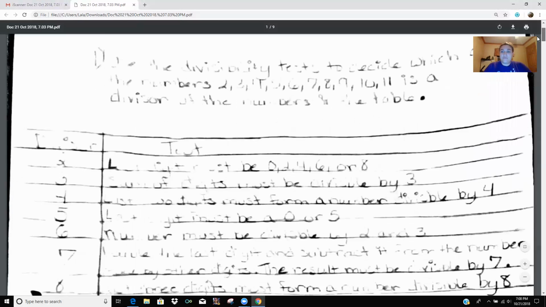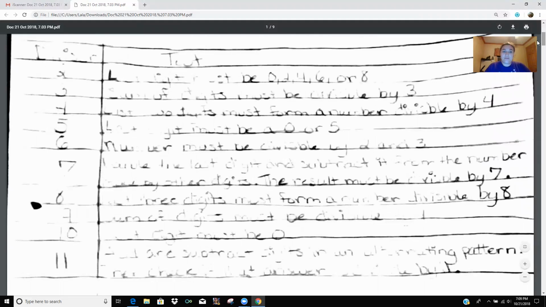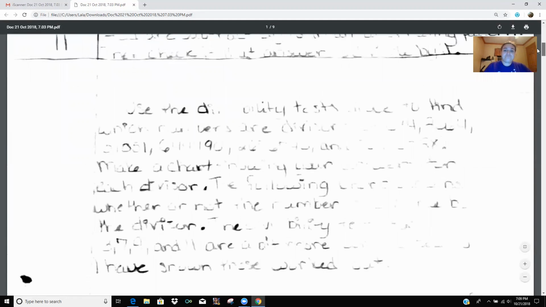Now I have written for us the divisors and their tests. So if it's 2, the number is even, ending in 0, 2, 4, 6, or 8. For 3, the sum of the digits must be divisible by 3. Some of these are pretty easy, so we're just going to go ahead and get to work on them. But there's the divisibility table if y'all need it.